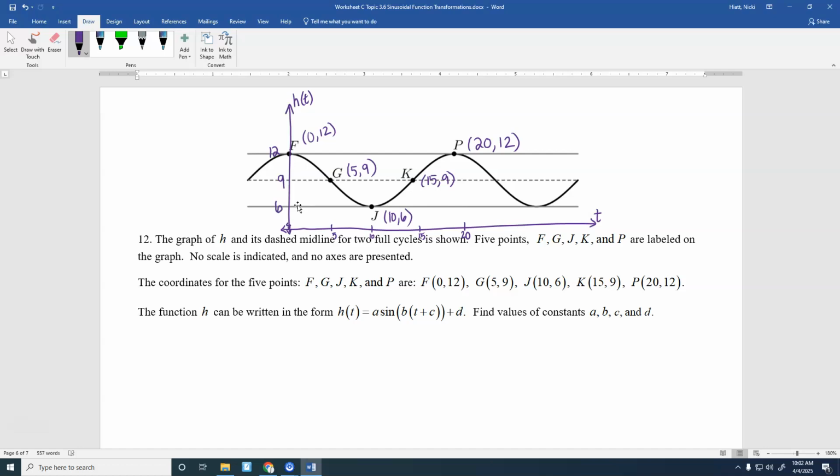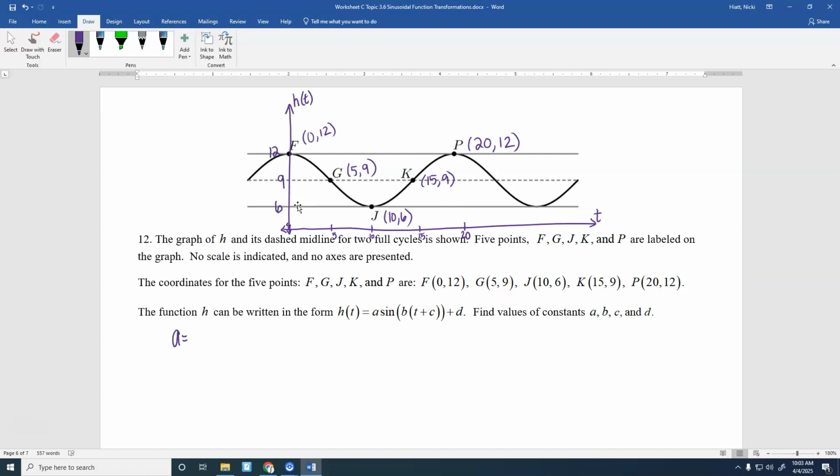Now, there are several things we've got to figure out for this graph. We need amplitude, we need midline, we need to know what the period is, and we've got to figure out how we plug that in. We also need a phase shift on this one. Now, I think phase shift is the most difficult thing to think about. So some of these are easier to find than others. A is just your amplitude.